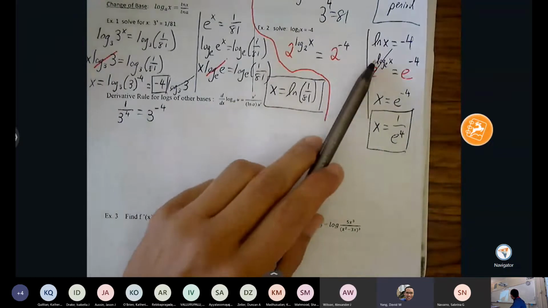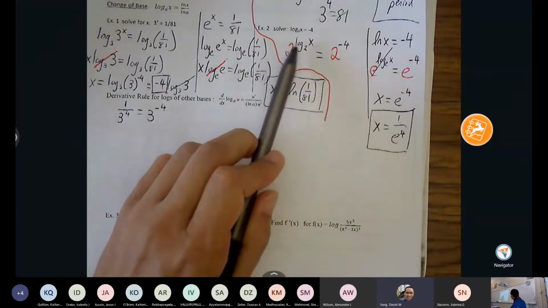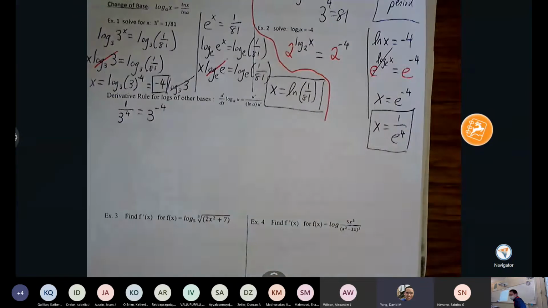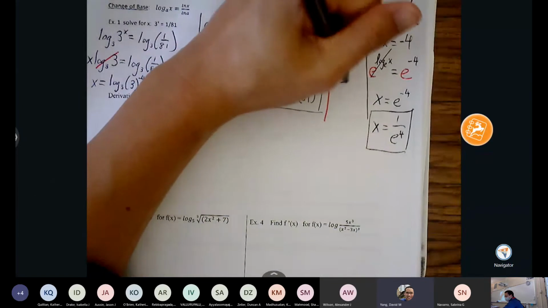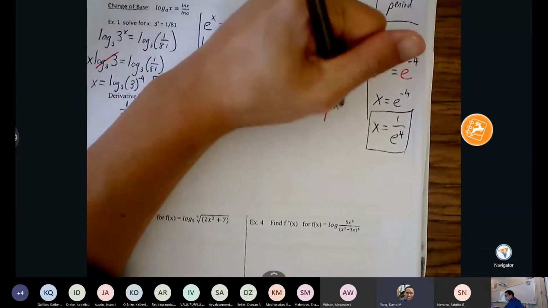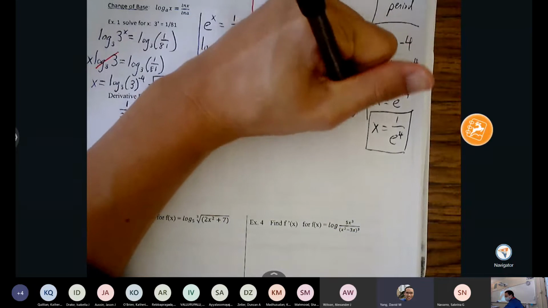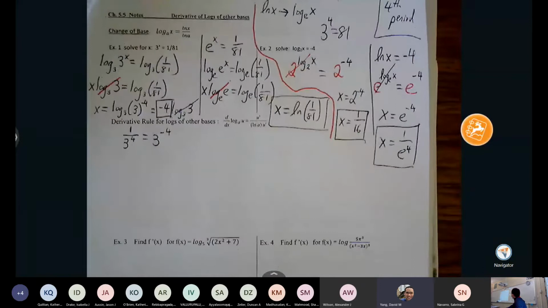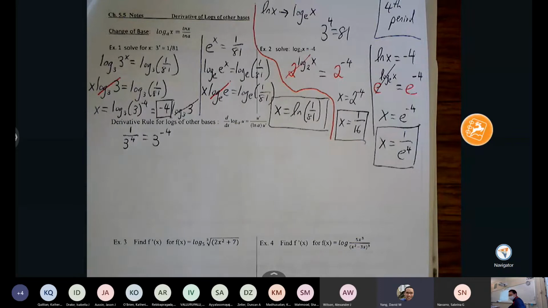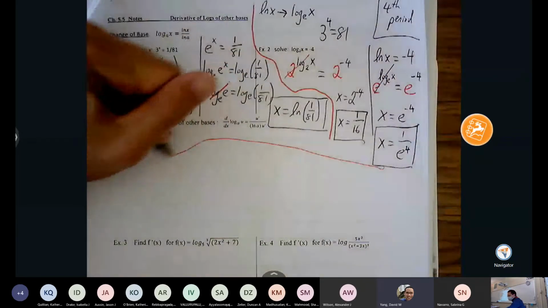So just like how e to the log base e goes away, I can get 2 to the log base 2 to go away. That leaves me with just x equals 2 to the negative 4, and that reduces to 1 over 2 to the 4th, which is 1 over 16. And so I just want to connect with something that we already know how to do and make some slight adjustments to account for the different bases. Okay, any questions there?